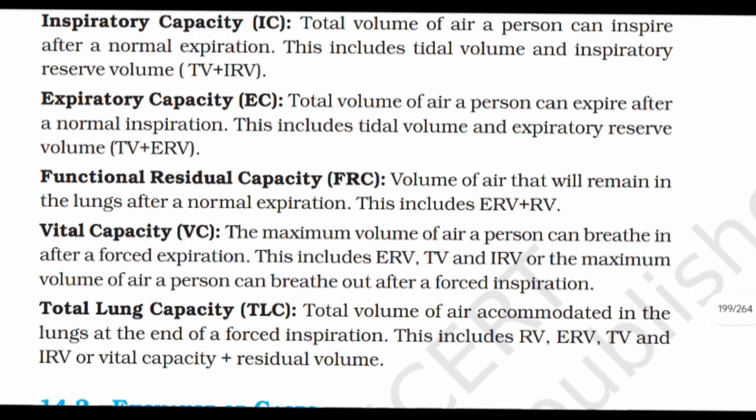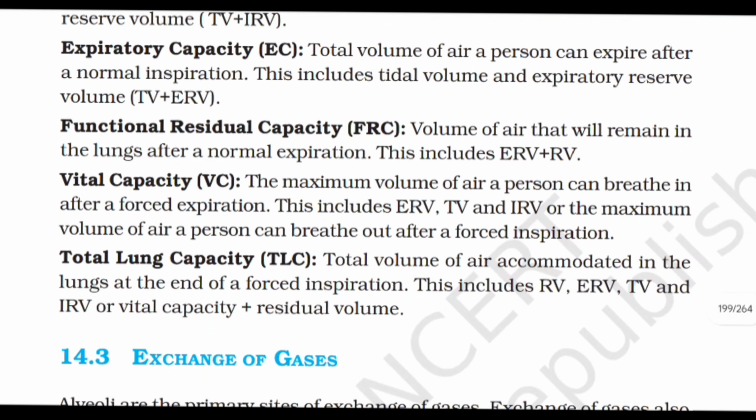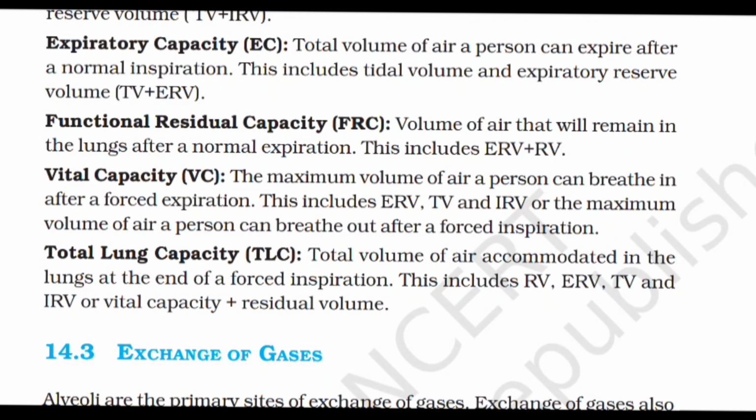Vital capacity: the maximum volume of air a person can breathe in after a forced expiration. This includes ERV, TV and IRV, or the maximum volume of air a person can breathe out after a forced inspiration. Total lung capacity, TLC: total volume of air accommodated in the lungs at the end of a forced inspiration. This includes RV, ERV, TV and IRV, or vital capacity plus residual volume.